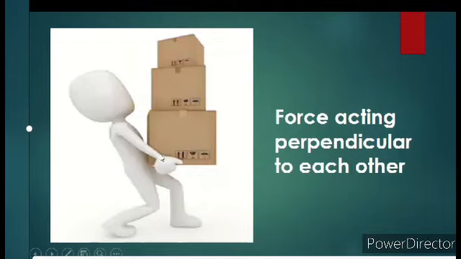Next picture, we have here forces acting perpendicular to each other. This is an example of a person carrying 3 boxes. When we say forces acting perpendicular to each other, when two forces are perpendicular to each other, their resultant vector is drawn so as to make a right angle triangle. In other words, the resultant vector is the hypotenuse of the triangle.